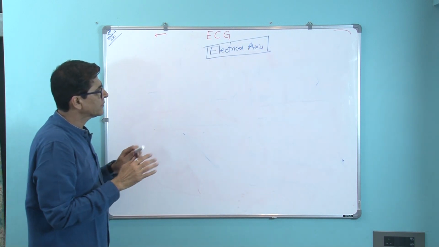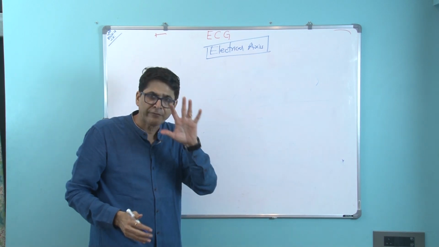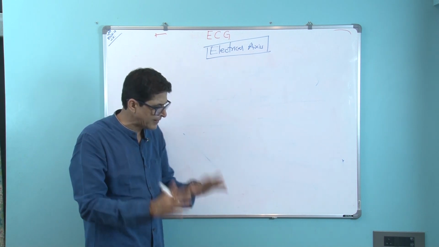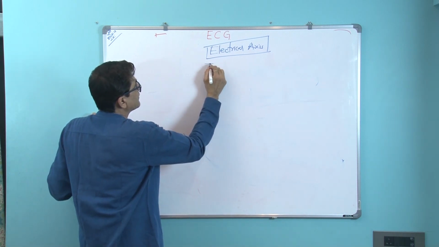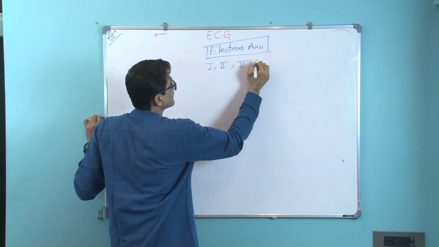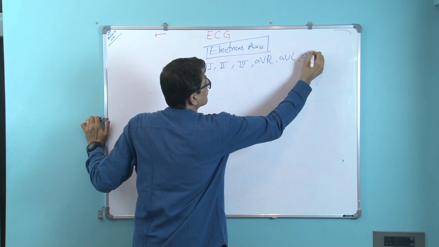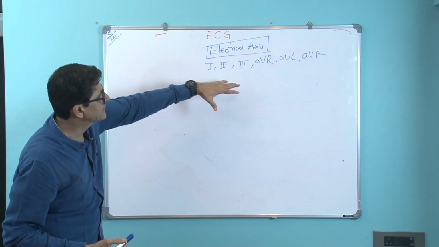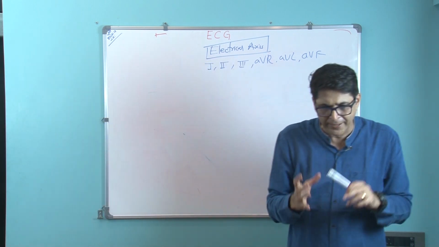For this axis we only need your frontal leads: standard lead first, standard lead second, standard lead third, lead AVR, lead AVL, lead AVF. We need 6 leads to calculate the electrical axis. I will tell you how the axis is generated. Axis is nothing but a vector, the QRS vector.